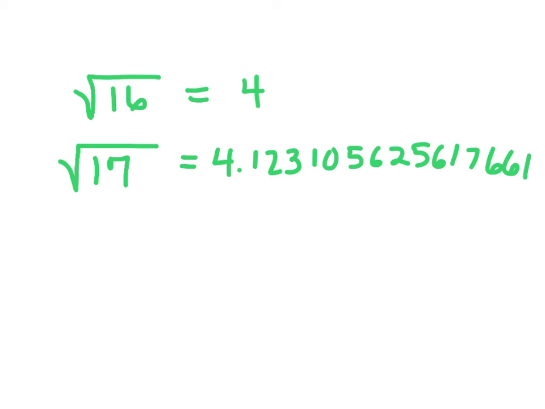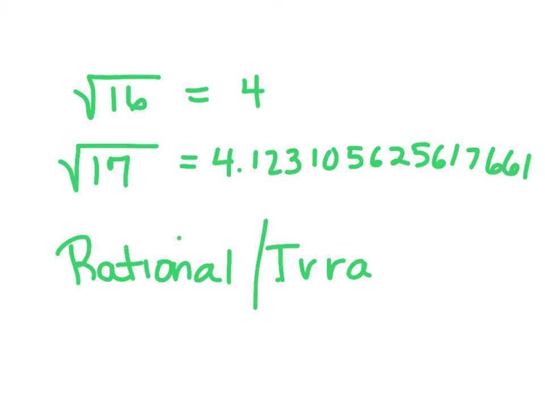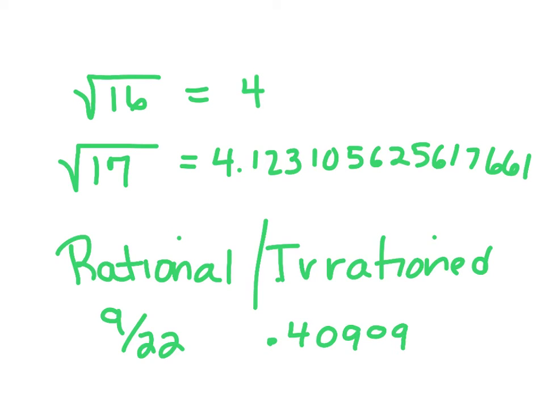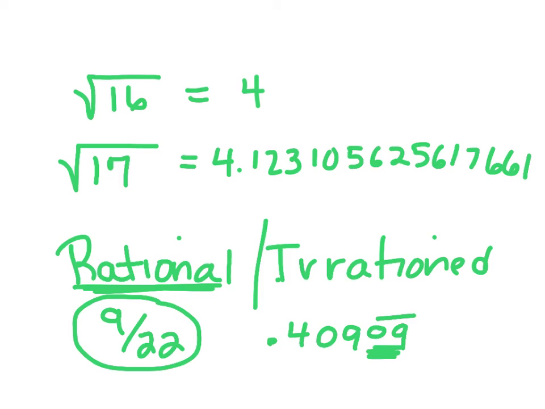So one of the things we want to talk about when we talk about numbers is rational versus irrational numbers. When we talked the other day, we had the fraction 9/22, and that turned out to be 0.4090909 with the 09 repeating. That's what's called a rational number. Any number that can be written as a ratio of two numbers, or written as a fraction. Any number that repeats or that ends is called a rational number.